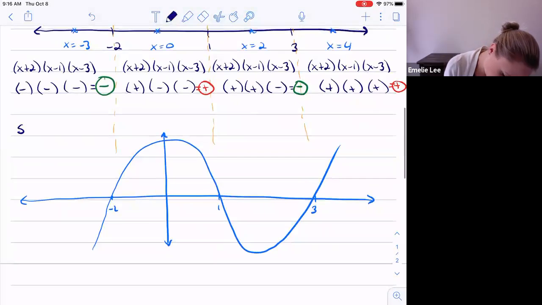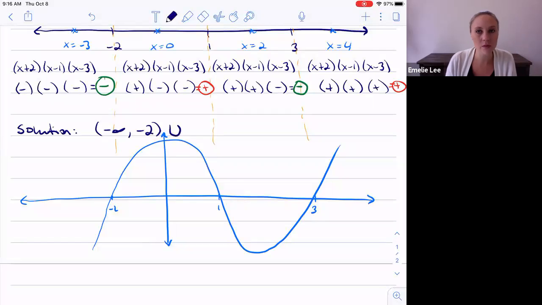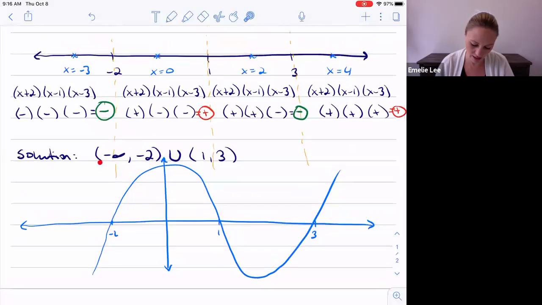So the solution is from negative infinity to negative 2. Negative 3 was my test point. Or, right, use that union, or from 1 to 3. And then I want to just check in. I used round brackets. I have to use round brackets around infinity because infinity is not a number. But I used a round bracket around negative 2, 1, and 3.